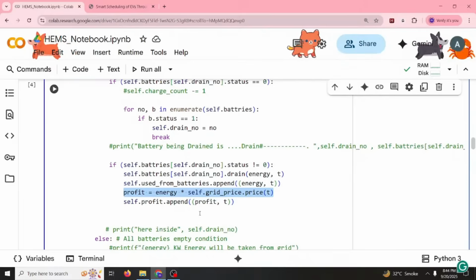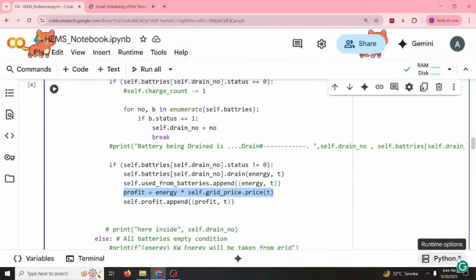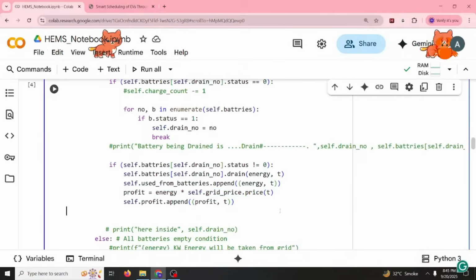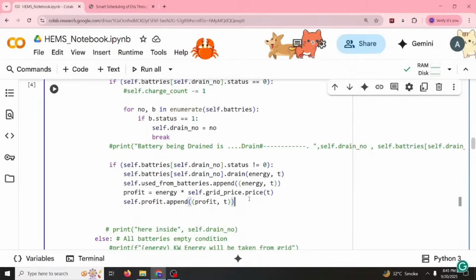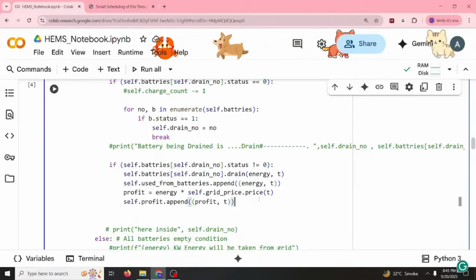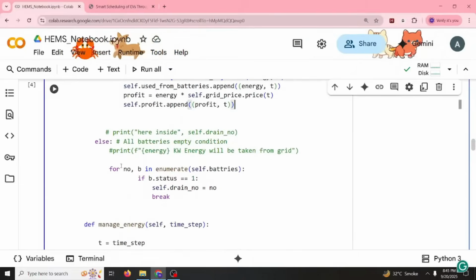If we do not discharge the battery, we will buy some energy to fulfill our load. And if we buy some energy to fulfill our load, that means we have to pay the price. That will be the cost. But if we are discharging from the battery, we are earning the profit somehow. So we are considering it a profit for the RL, so that RL can consider it as a profit.